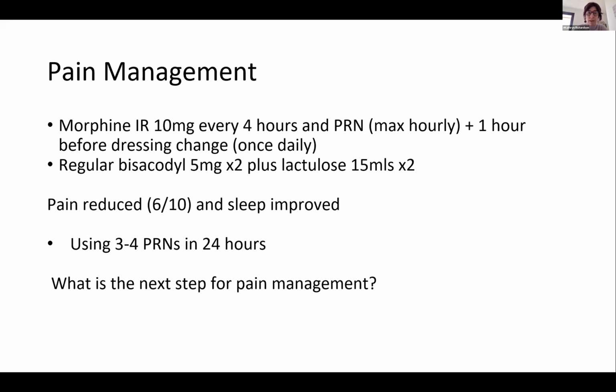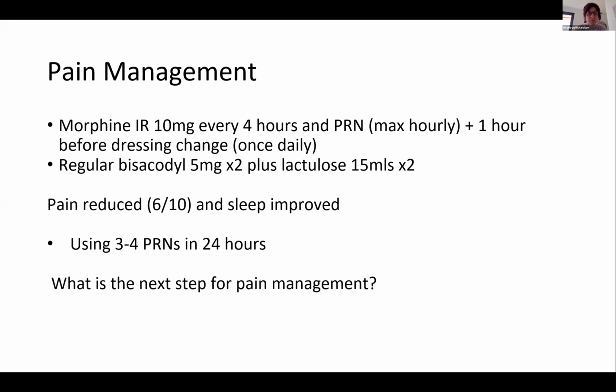So this man was started with morphine, immediate release, 10 milligrams every 4 hours. So this would be equivalent to the 1 milligram per kilogram sort of dose. He was around 50 to 60 kilograms. And he was given the same dose as a PRN. So usually the dose we prescribe every 4 hours is the same dose as the PRN for immediate release morphine. And we said he could have this up to every hour if needed. And we should also give it routinely 1 hour prior to dressing change, even if he's had his regular dose.